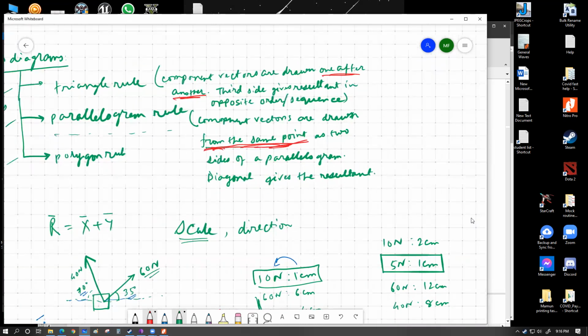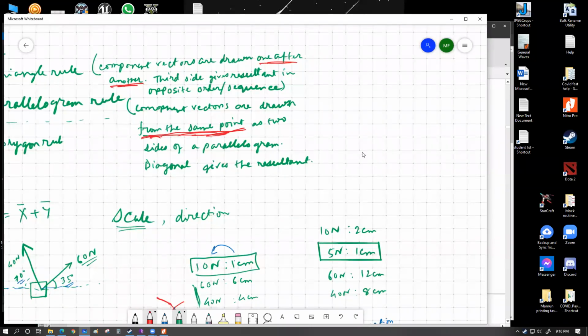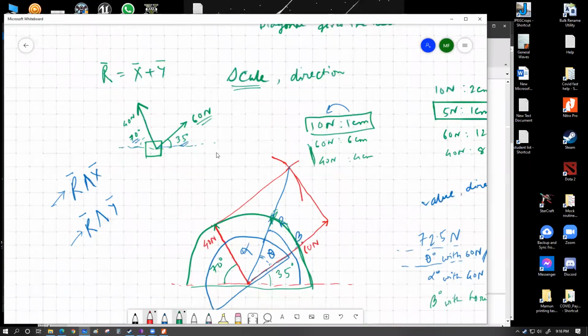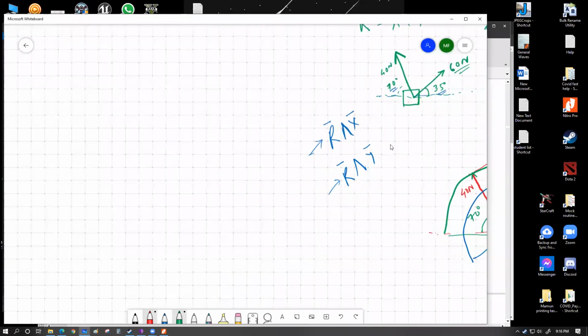The second thing that we have is the triangle rule. Triangle rule basic idea হচ্ছে component vectors are drawn one after another. আচ্ছা, to draw this same exact figure in triangle rule, I'm going to keep this figure on the upper right corner, and then I'm going to try to draw the triangle rule over here. For triangle rule, the vectors should be placed one after another.